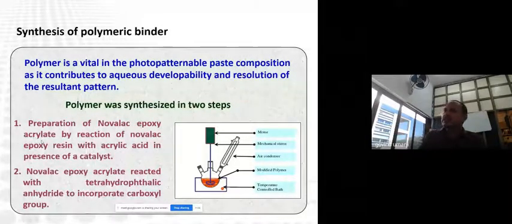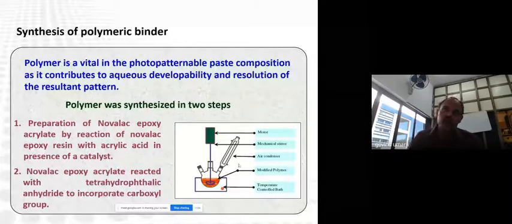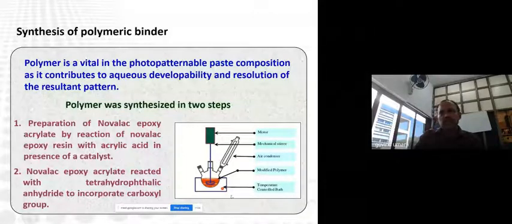See, there are various kinds of epoxy resins out there. Out of those, we understood that Novolac epoxy has better adhesion with the substrate. It also has good thermal stability. Considering that, we selected this Novolac epoxy and reacted and modified it with acrylic acid to give a cross-linking group to the functional Novolac epoxy in the presence of a catalyst. This is the setup we used for the synthesis. And then we added a second step after that reaction.